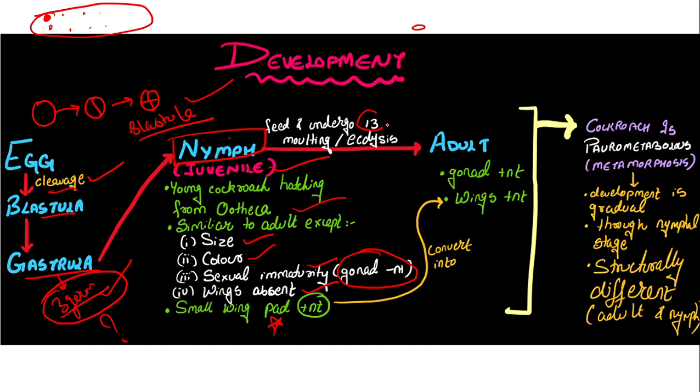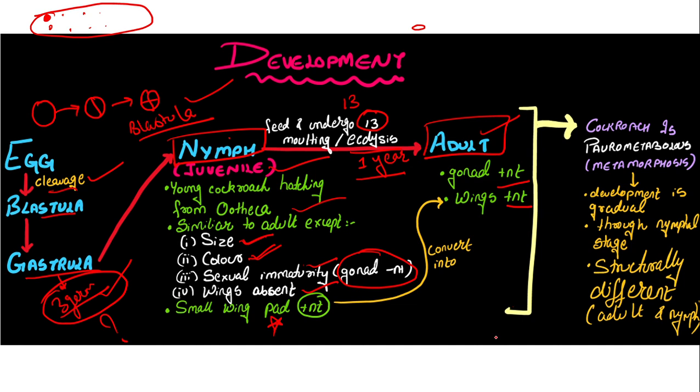Now these nymphs undergo 13 molting, which is also called ecdysis. After 13 molting, what does it form? Adult. Now for these 13 molting, it actually takes 1 year of time. Okay, it forms adult. Now adult will be larger in size, color will be darker, and gonads will be present, and wing pads get converted into the wings.